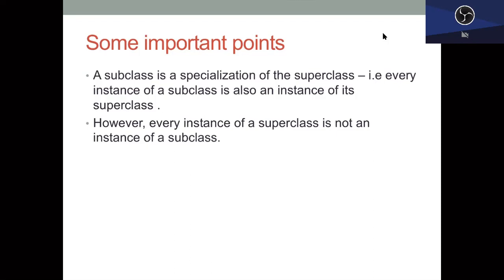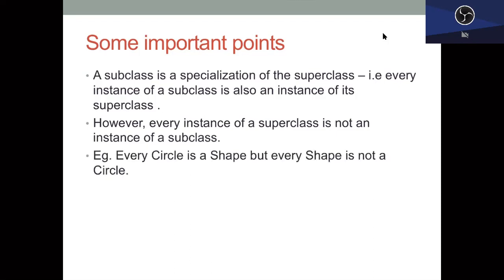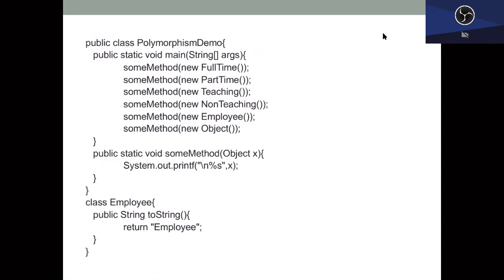So every instance of a superclass is not an instance of a subclass. Okay. So let me just repeat. Every instance of a subclass is an instance of its superclass, but every instance of a superclass is not an instance of a subclass. Okay, the same example that I have mentioned here. So circle is a shape, but every shape is not a circle.